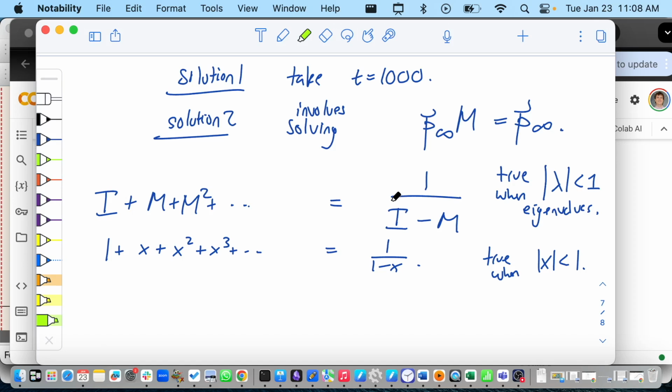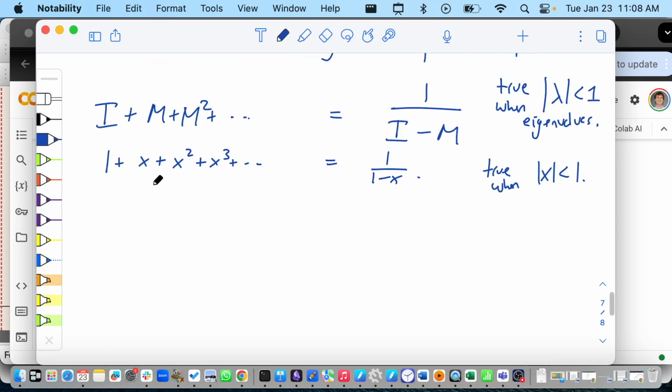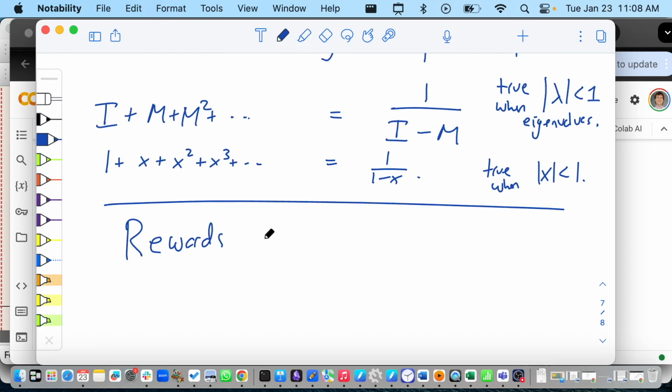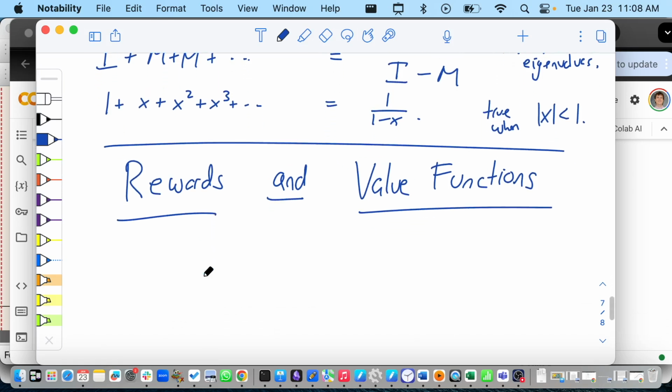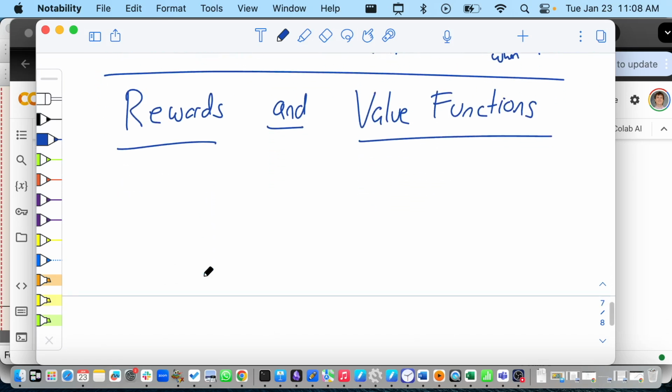And the way we're going to do it, something that actually relates to later in the course when we do reinforcement learning, is we're going to get this equation with the I minus M a different way using rewards and value functions. That's how we're going to get the equation with the I minus M. Rewards and value functions. And in the first class, when I was telling you about what reinforcement learning is, I said it's these things like these Markov chains that are evolving, along with two other ingredients.